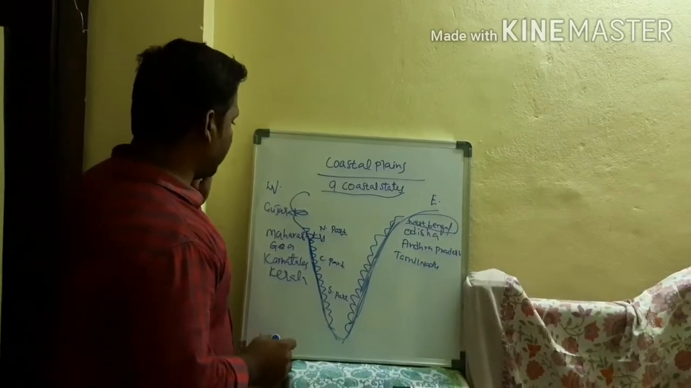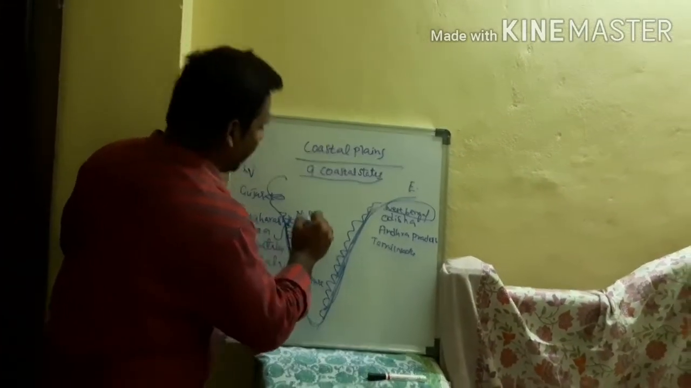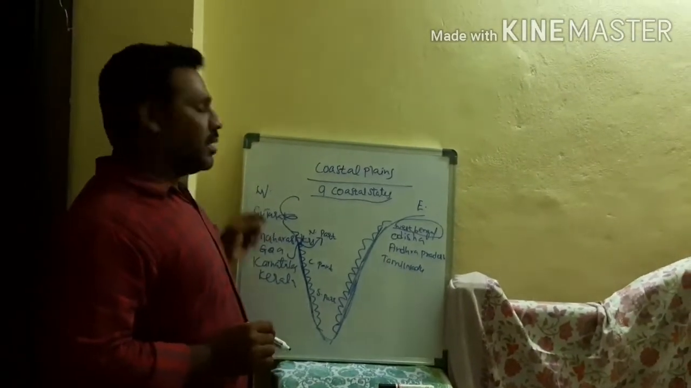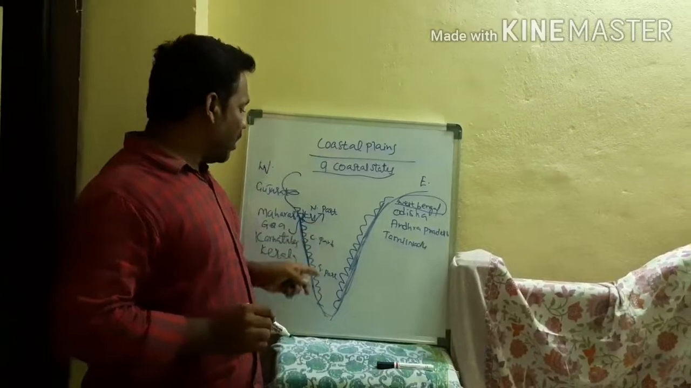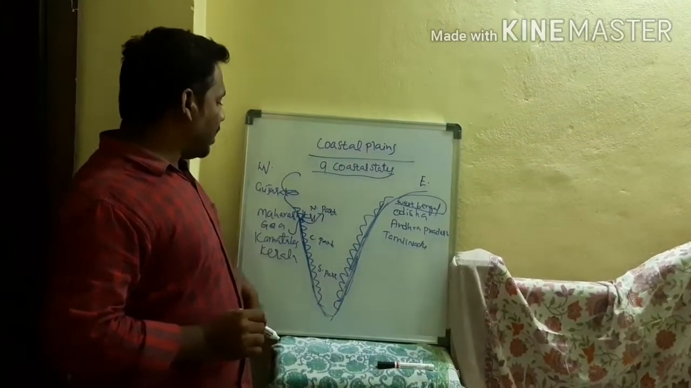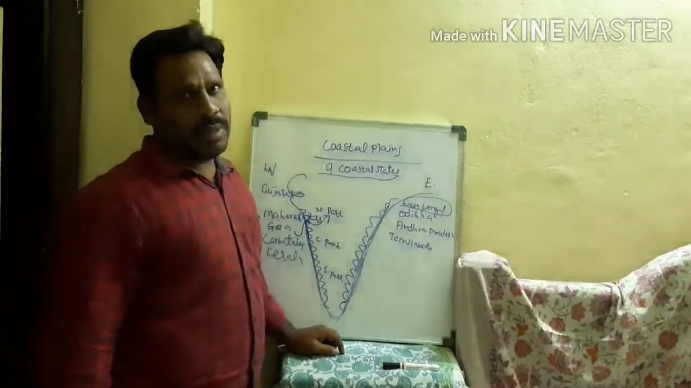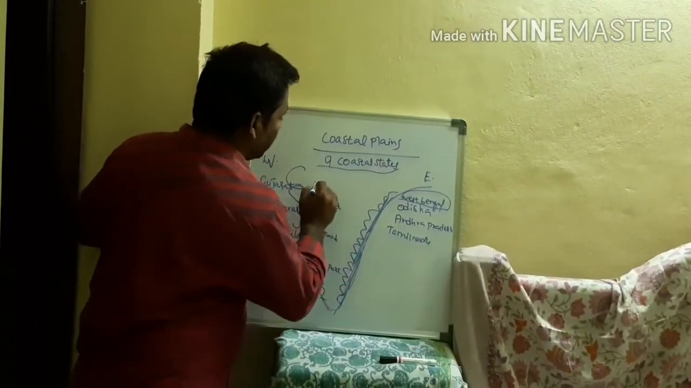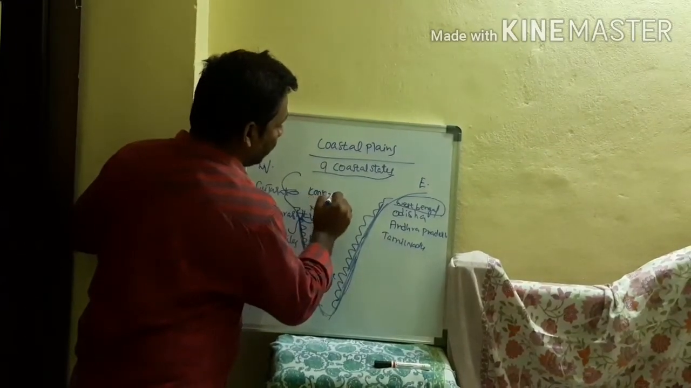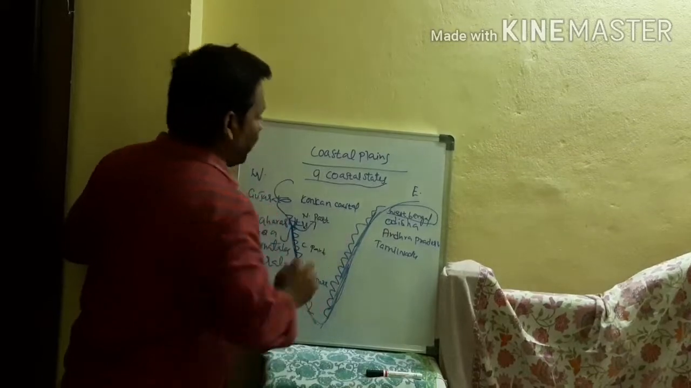If you observe here, Maharashtra and Goa both will come in the western coastal plain as the northern part. What is the coastal name of Maharashtra and Goa? We have to call it the Konkan coast.